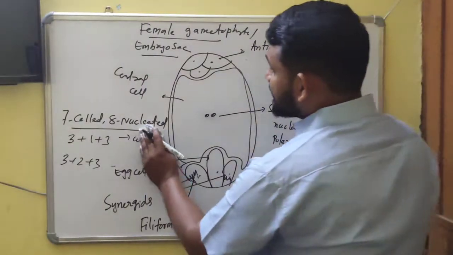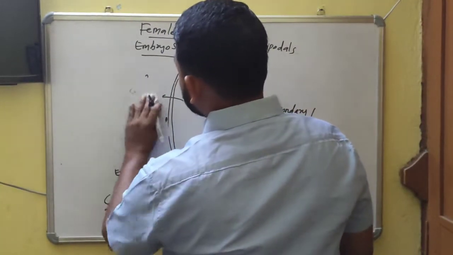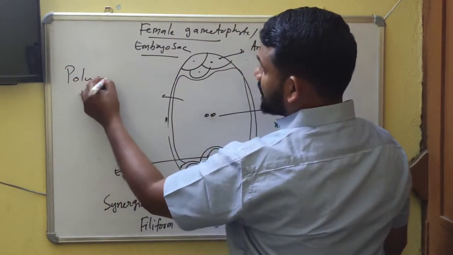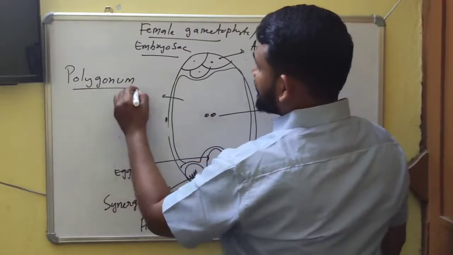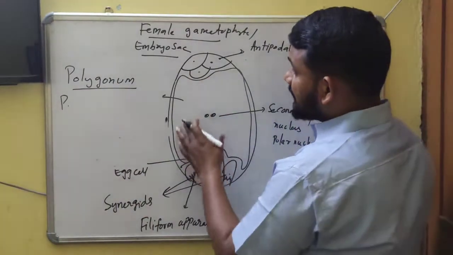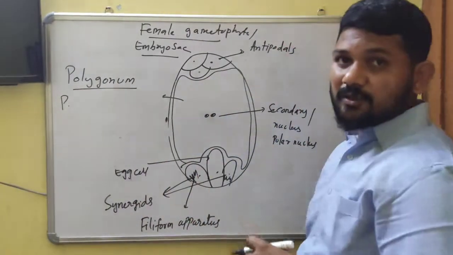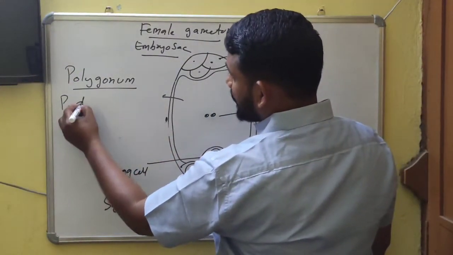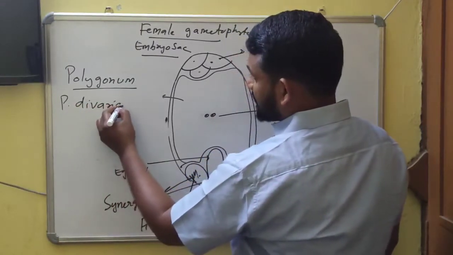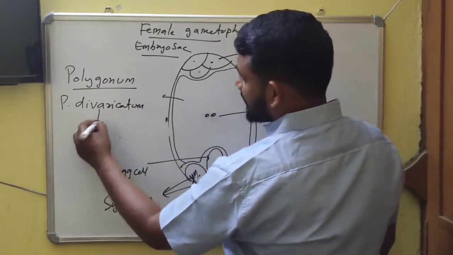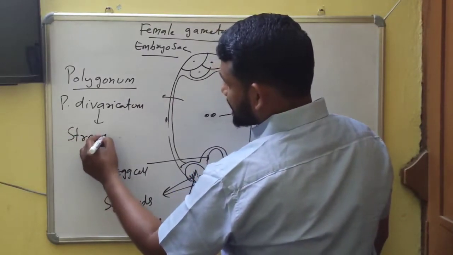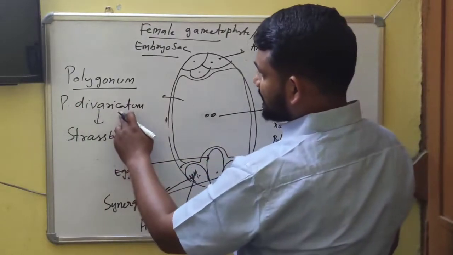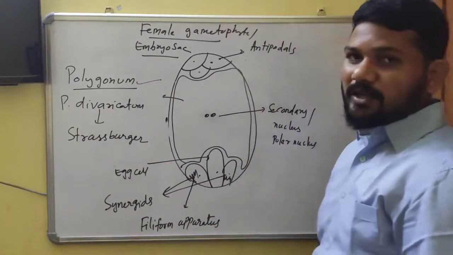This 7-celled 8-nucleated female gametophyte is also called the Polygonum type, because it was discovered in the species Polygonum divaricatum by Strasburger. So it was first discovered in Polygonum divaricatum, hence it is also called Polygonum type.